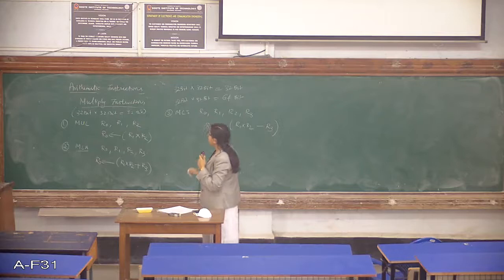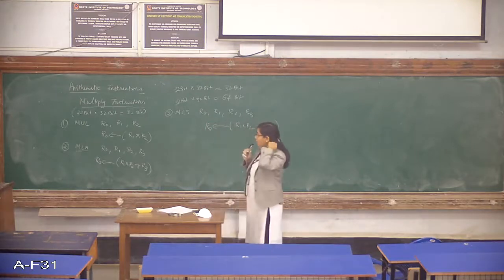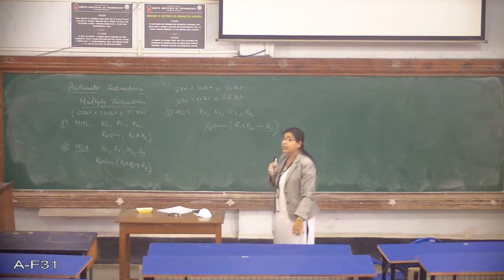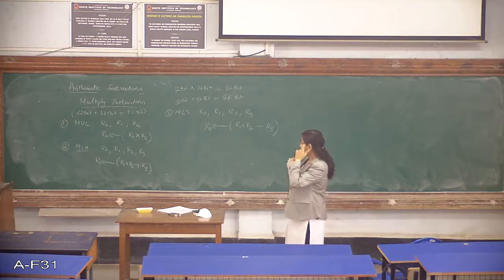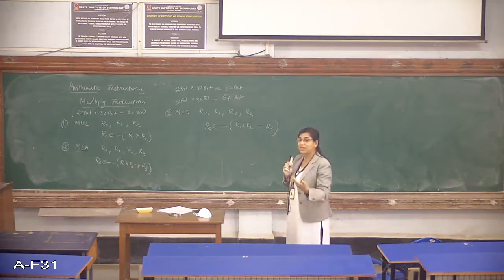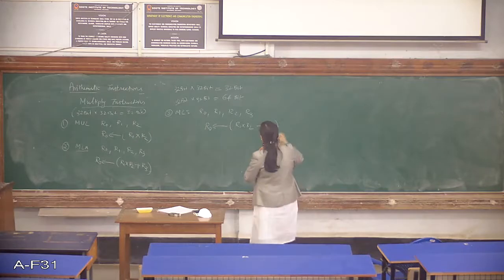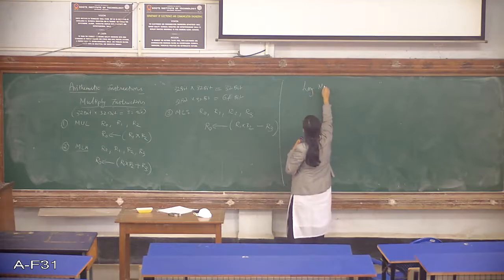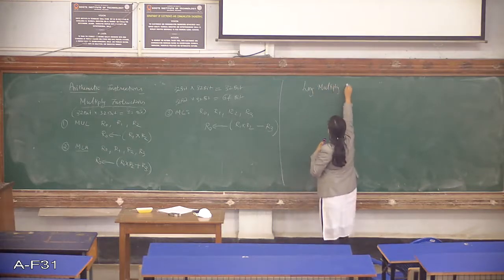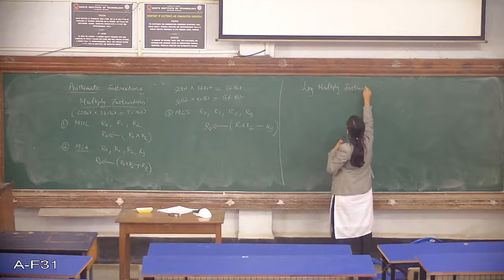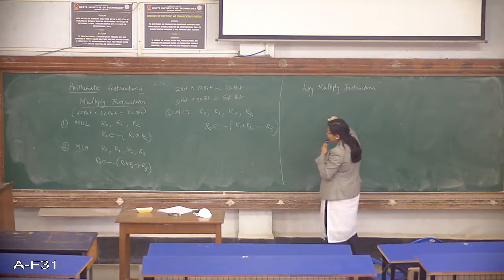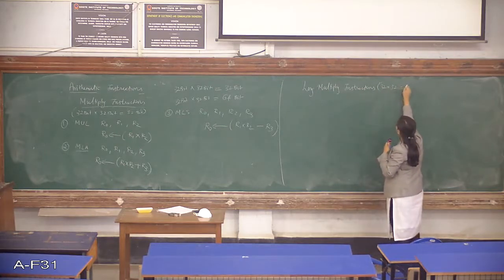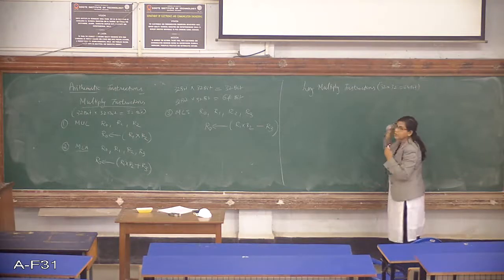So these three instructions can be used when you are working with multiplication of two 32-bit numbers and the result is a 32-bit number. In case you are multiplying two 32-bit numbers and the result comes to 64-bit, we are going to use the long multiply instructions. These long multiply instructions are only for when you multiply 32-bit by 32-bit and get a 64-bit result.